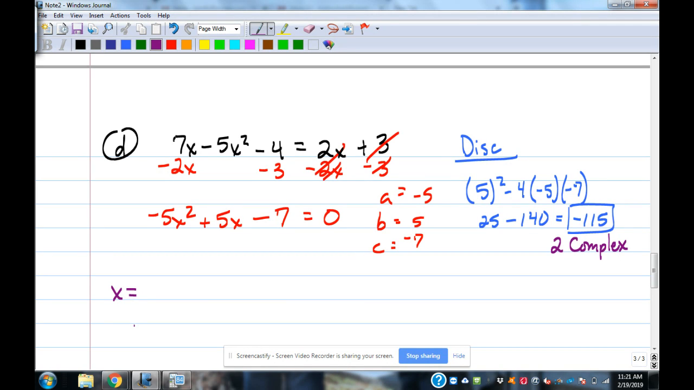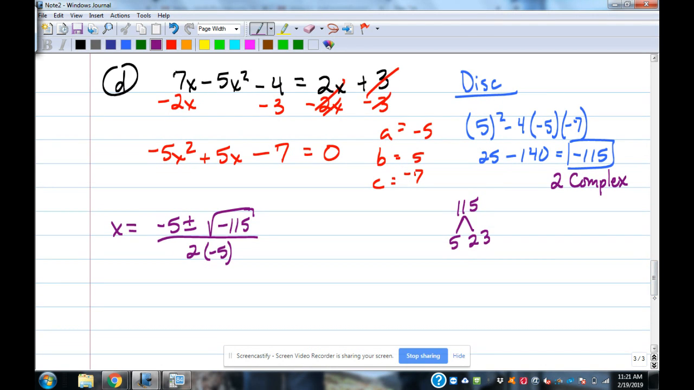Set up your quadratic formula, negative b, so that'd be negative 5 plus or minus the square root of negative 115 over 2 times negative 5. I'm going to try to simplify the 115. I know 5 goes into that 23 times, but 23 is prime, so it doesn't simplify any. We don't have a pair to pull out, so we're going to leave that. But what will come out of that radical? An i. So we got negative 5 plus or minus i radical 115 over negative 10.